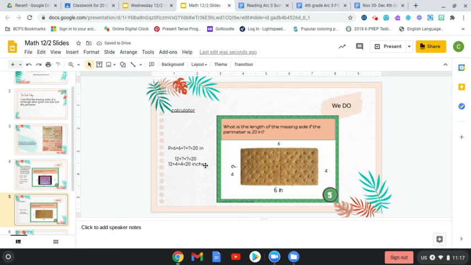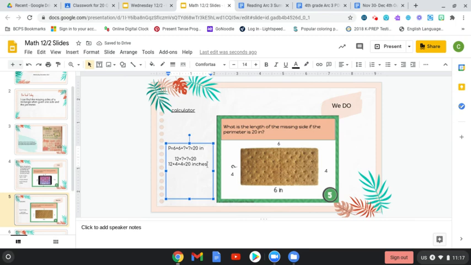So now what I'm going to do is check it. Because I know that perimeter is all the sides added together, I'm going to add them all together. 6 plus 4 plus 6 plus 4. And that does give me 20 inches as the perimeter.